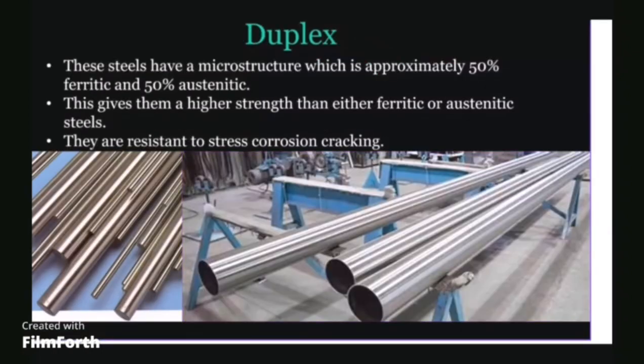Then the next one is duplex steel. These steels have a microstructure which is approximately 50% ferritic and 50% austenitic. This gives them a higher strength than either ferritic or austenitic steels. They are resistant to stress corrosion cracking.